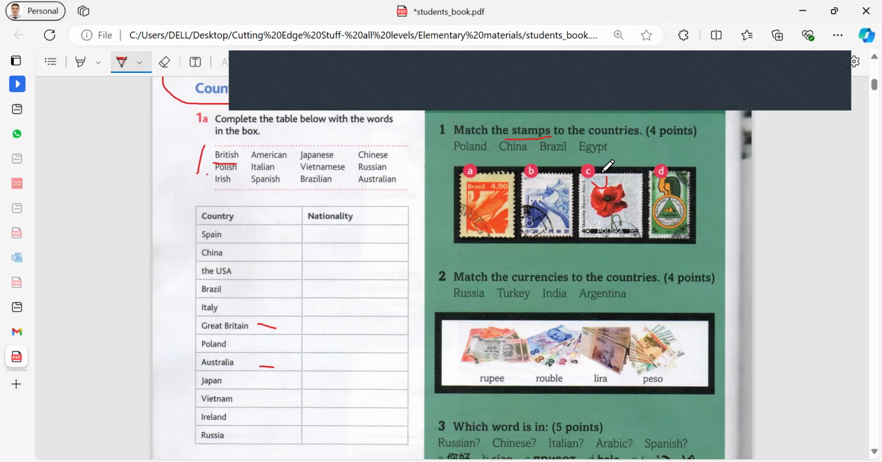By the way, you will listen and check your answer. It's okay. I don't say anything now. Try to check your knowledge. Then you should listen and double check. As you answer, Poland, C. So you will listen and check your answer.